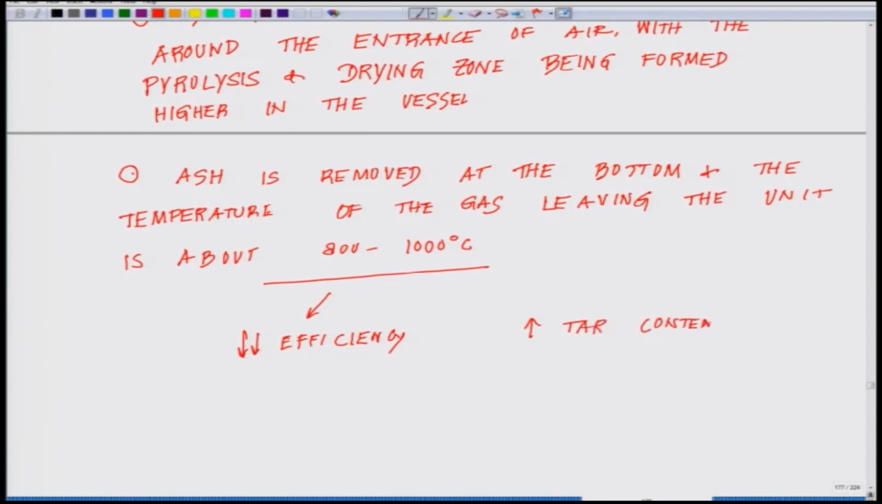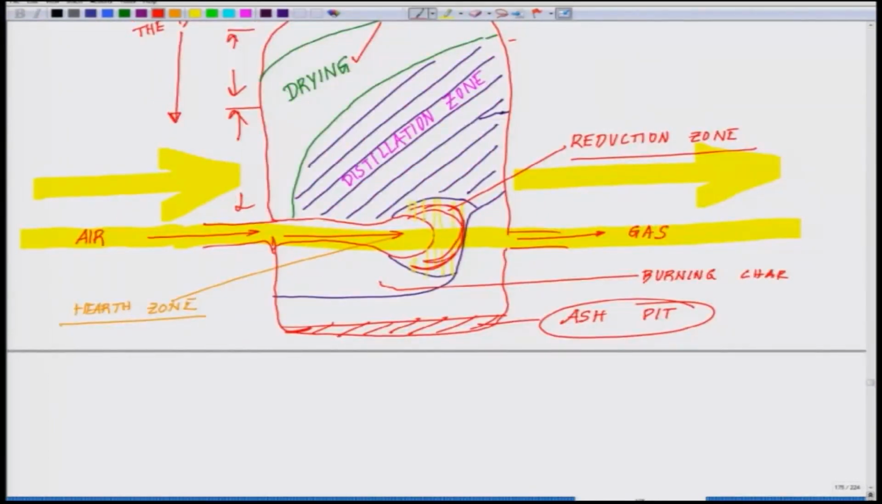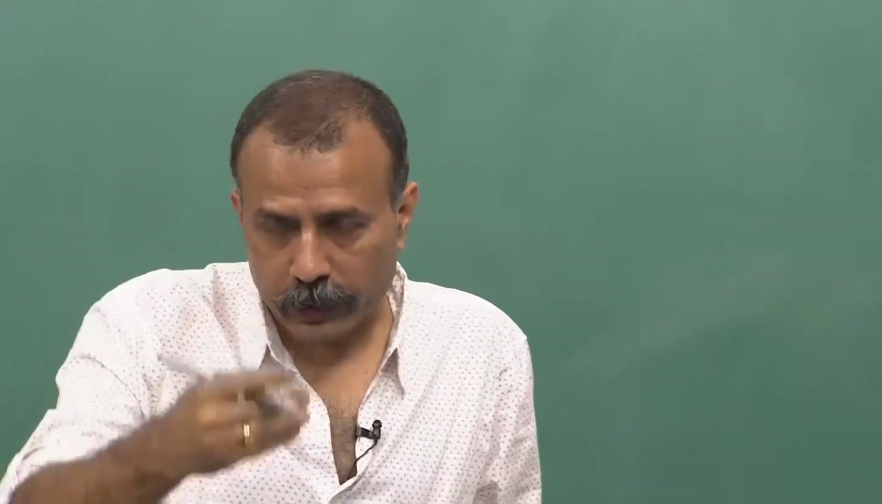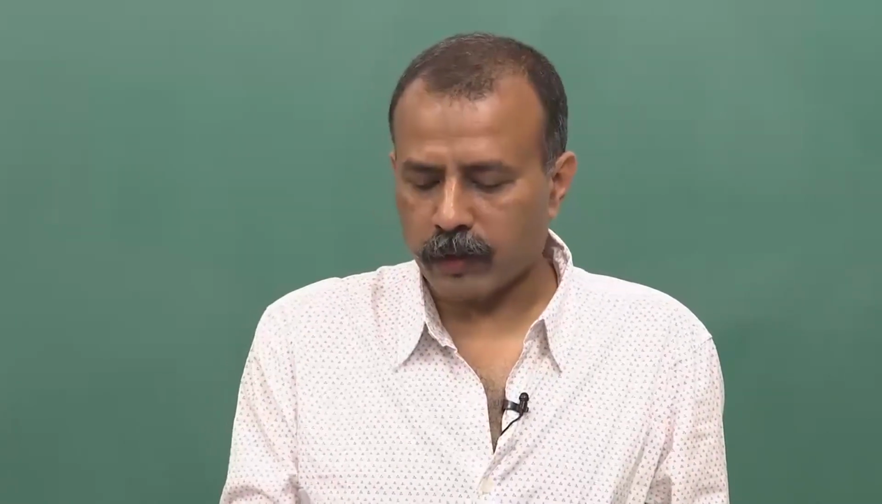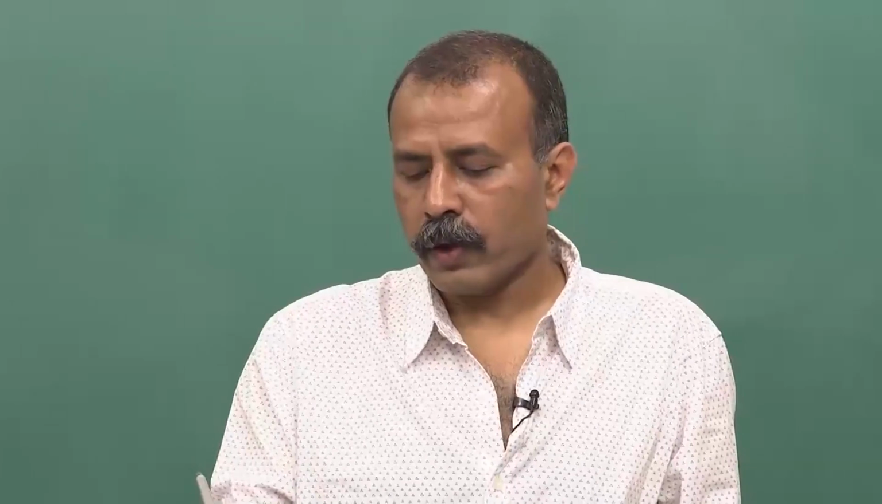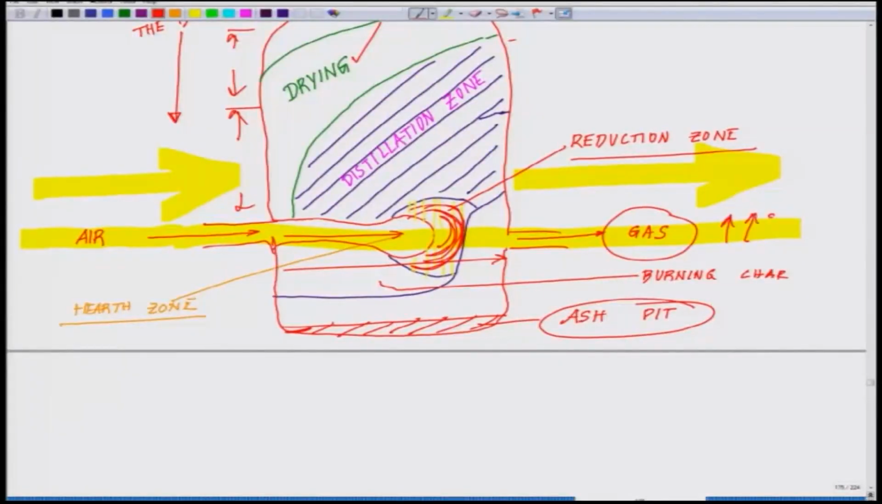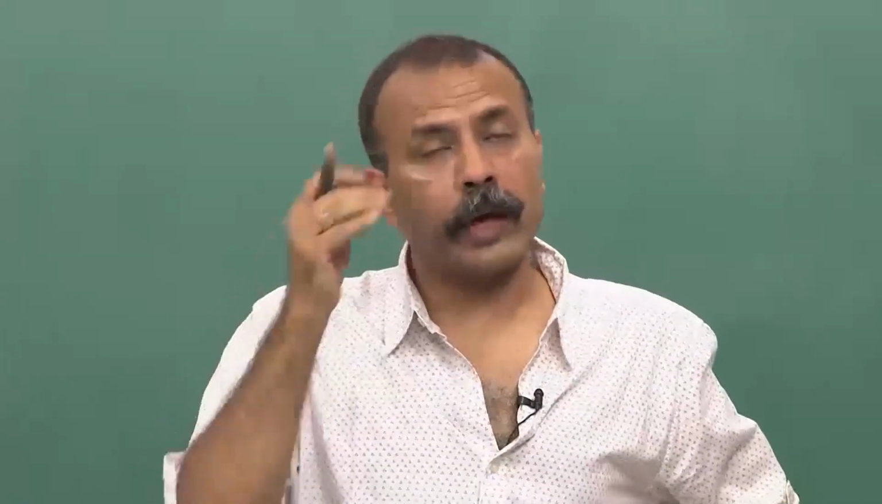Why is it so? If you look at the anatomy carefully of this reactor, you will realize it, because this is the only zone where most of the reaction is taking place. So, there is no other way you can remove the tar. It is not falling down, it is at one specific location that it is taking place. So, the tar concentration is higher and the gas which is coming out is hardly getting any time to travel through, the gas is at a very high temperature.